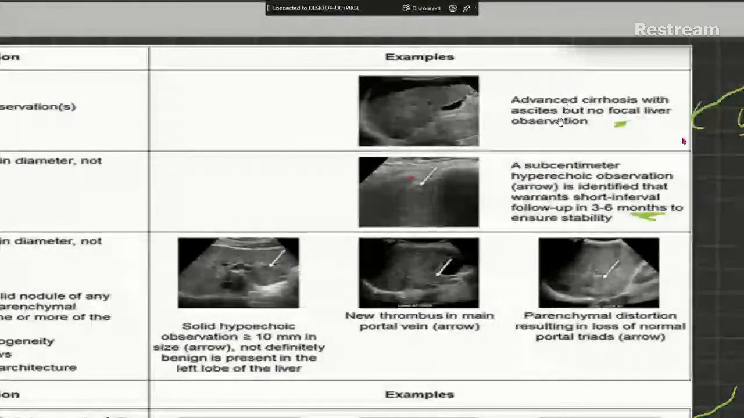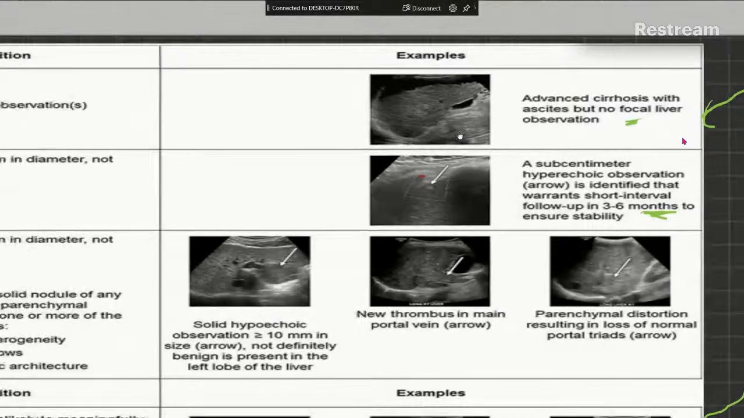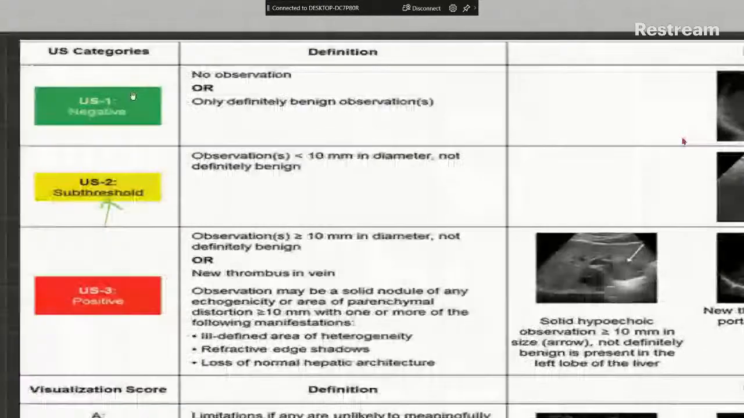Example, this is advanced cirrhosis with SIT. The liver margin is irregular, SIT is present, but there is no focal lesion, no focal liver lesion. So I can put it in ultrasound category 1 and I don't need to follow up.